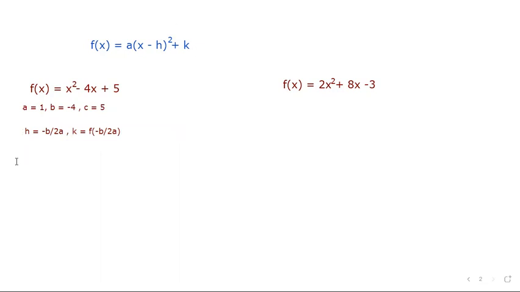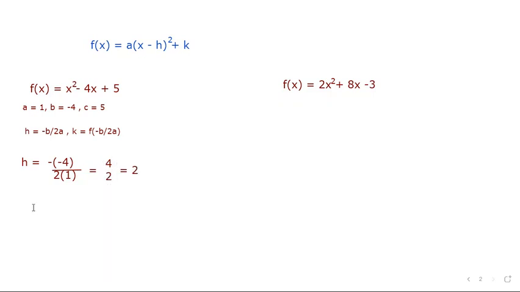The first thing I want to do, to find h, is go -b, that's the negative of -4, over 2a, which is 2 times 1. So we've got the opposite of -4 over 2 times 1. This is basically going to give us 4 over 2, and 4 over 2 is going to give us 2.